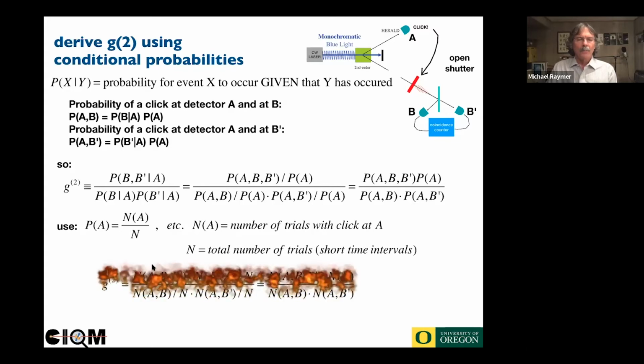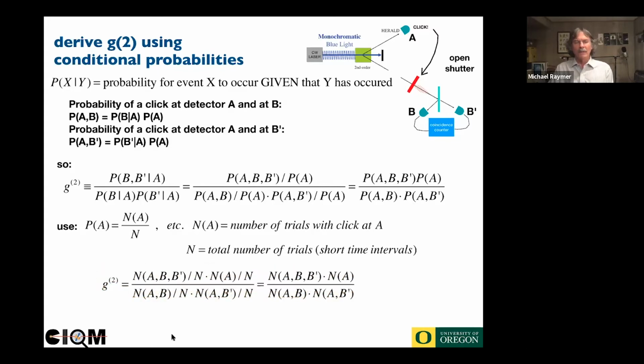Okay, so putting those together, we get this expression: G2 is equal to the ratio of the number of clicks at A multiplied by the number of triple coincidence events, divided by the number of double coincidences between A and B and the number of double coincidences between A and B prime. This is a very nice formula. And Henning can measure that.